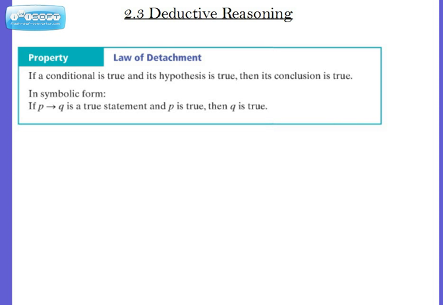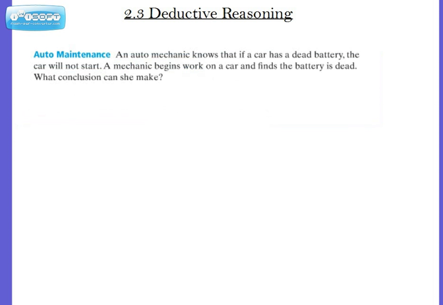So let's take a look then at an example of this, with the law of detachment. An auto mechanic knows that if a car has a dead battery, the car will not start. A mechanic begins work on a car and finds the battery is dead. What conclusion can she make? So I'll give you a second here to think about it. You can pause. And you can take a second to think, what conclusion can she make about the car?